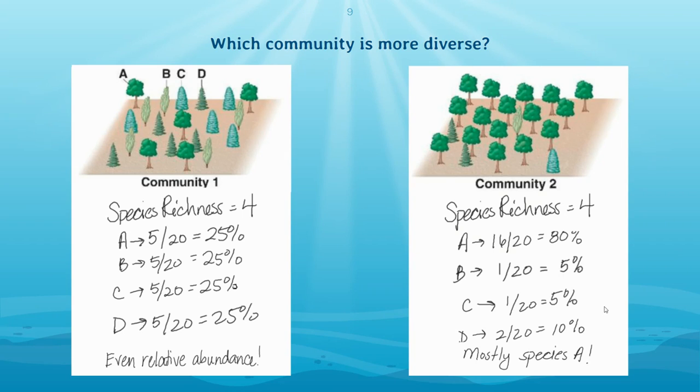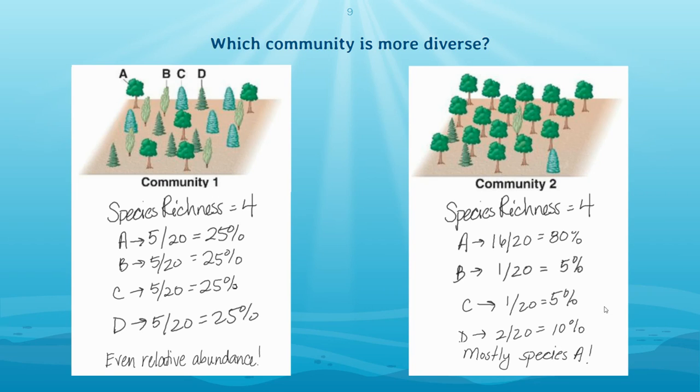And then when we're writing out our reasoning, we need to include explaining how that very even relative abundance shows us that community 1 is more diverse. Alternatively, you could talk about how community 2 is less diverse. And in your evidence, you would have your relative abundance. And in your reasoning, you could talk about how 80% makes up 1 type of tree. So when you're arguing for one or the other, you could also argue it's not community 2 because of this.